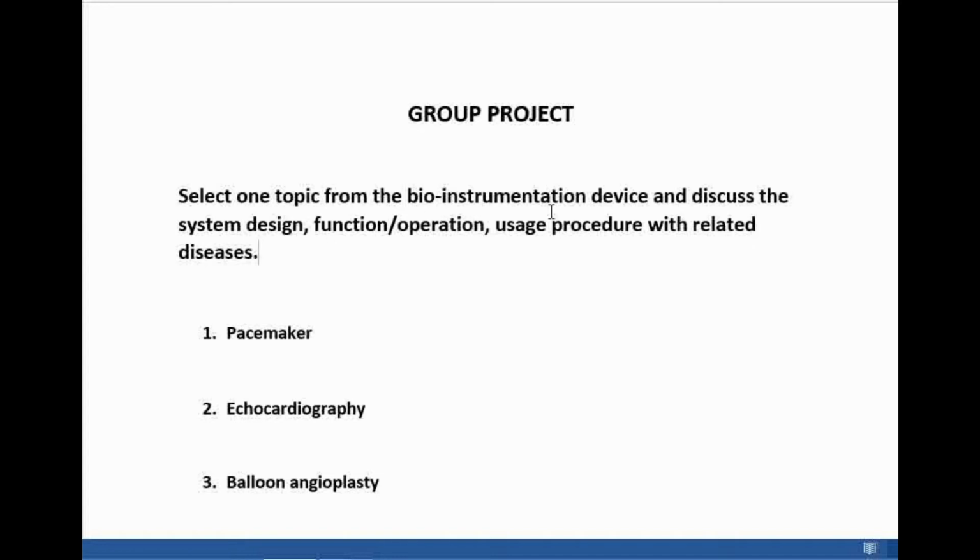as a bioinstrumentation device. So what you have to do, you have to select your group. Since we have 12 students in our class, divide them into maybe 3 per group, and then the following will be the topic. Select the topic from the bioinstrumentation device listed below. Discuss the system design, okay, function.